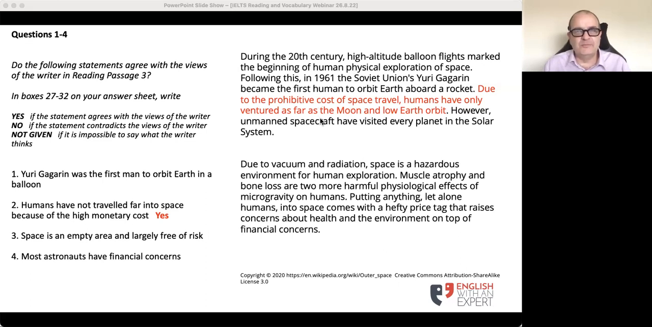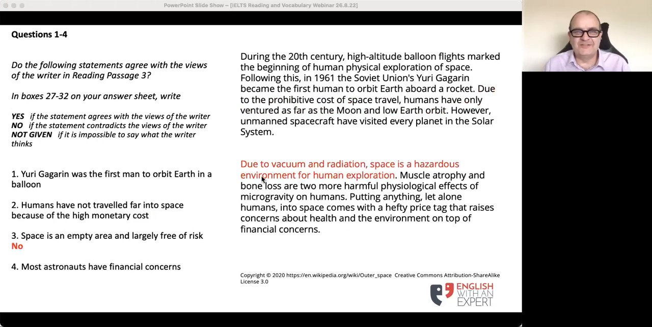So again, I've highlighted the words here that are important in red. Okay. What have you got for number three? Space is an empty area and largely free of risk. A few no's. And what's a synonym for the word empty area? Vacuum, yeah, and that's the word we did earlier, isn't it? And as it says, space is hazardous. Okay, what does hazardous mean? Dangerous, exactly.